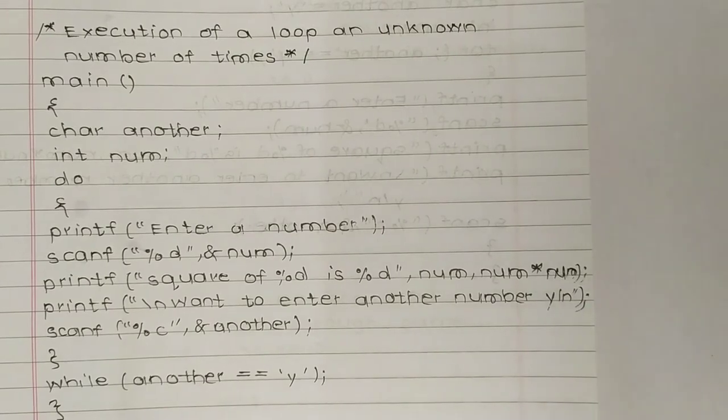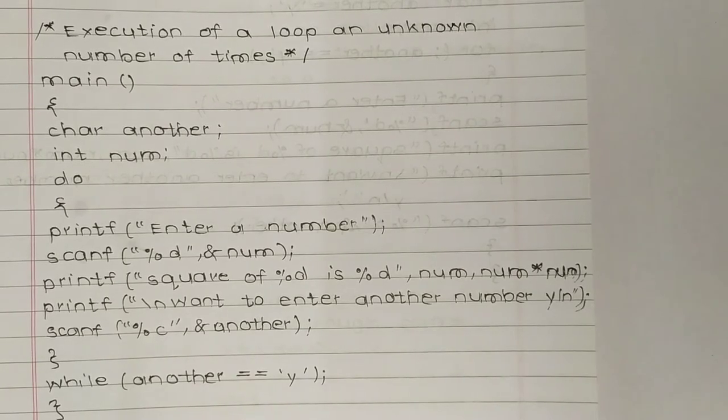Execution of a loop an unknown number of times. First is main, that is compulsory for every program. Now char another, so another is a char. Now int num, so num is an integer. Do, so do is a loop starting. Now printf enter a number, so we are telling the user to enter a number.